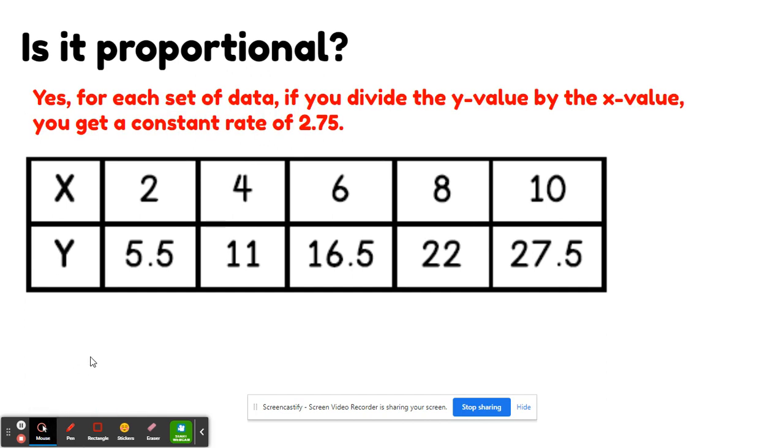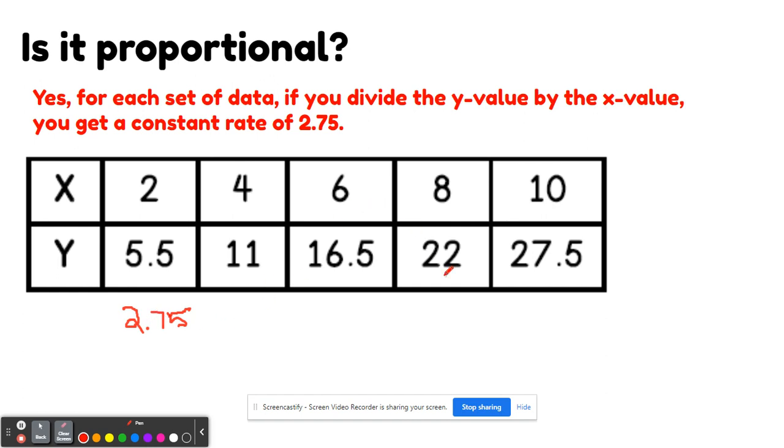On this one, you do get a constant rate of change. What I did is I went through each one of the numbers and divided my y value by my x value. So if I do 5.5 divided by 2, I get 2.75. And that works with any of these numbers. If I do 11 divided by 4, I'm going to get 2.75. You can put in your calculator 16.5 divided by 6. You're going to get 2.75.